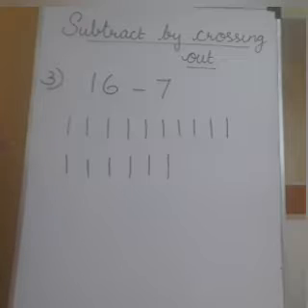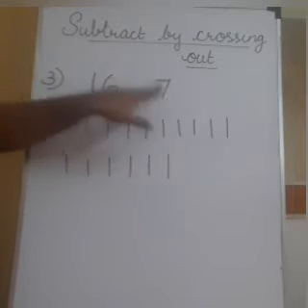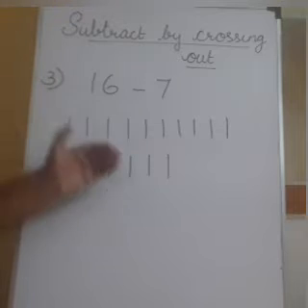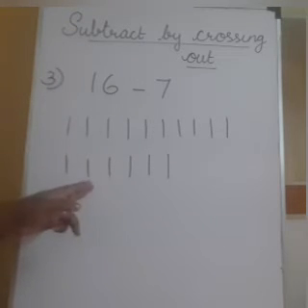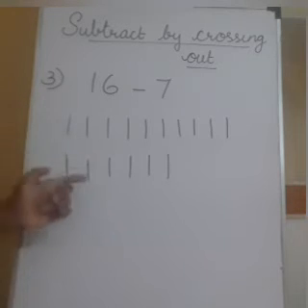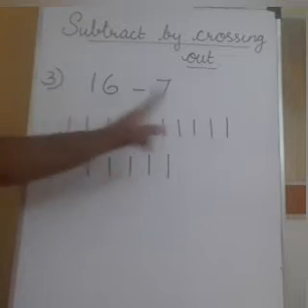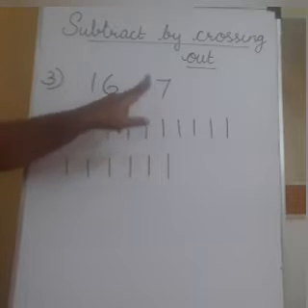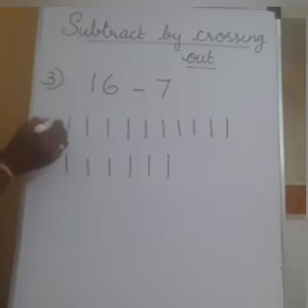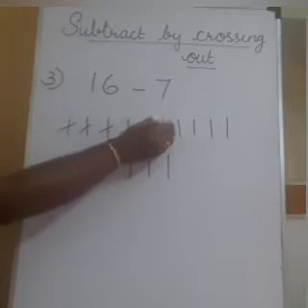Dear kids, look at this. I drew 16 lines. Then, moving to the second number. What is the second number? 7. So, how many lines we want to cut here? Yes, we want to cut 7 lines. Look at this. There are 16 lines. Now, we are going to cut 7 lines. 1, 2, 3, 4, 5, 6, 7.